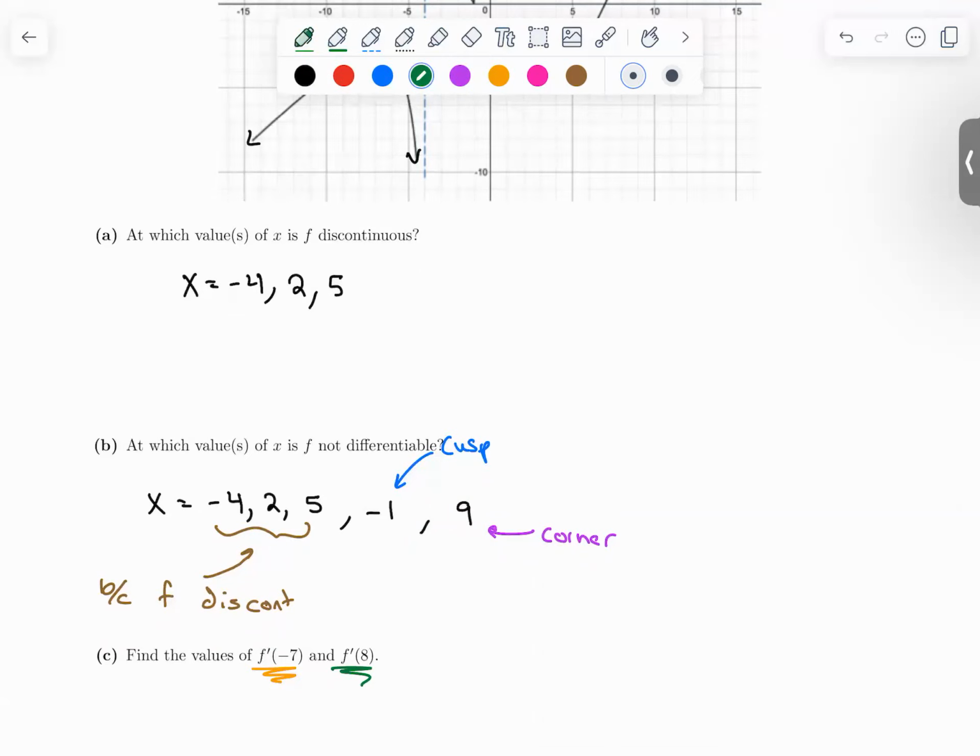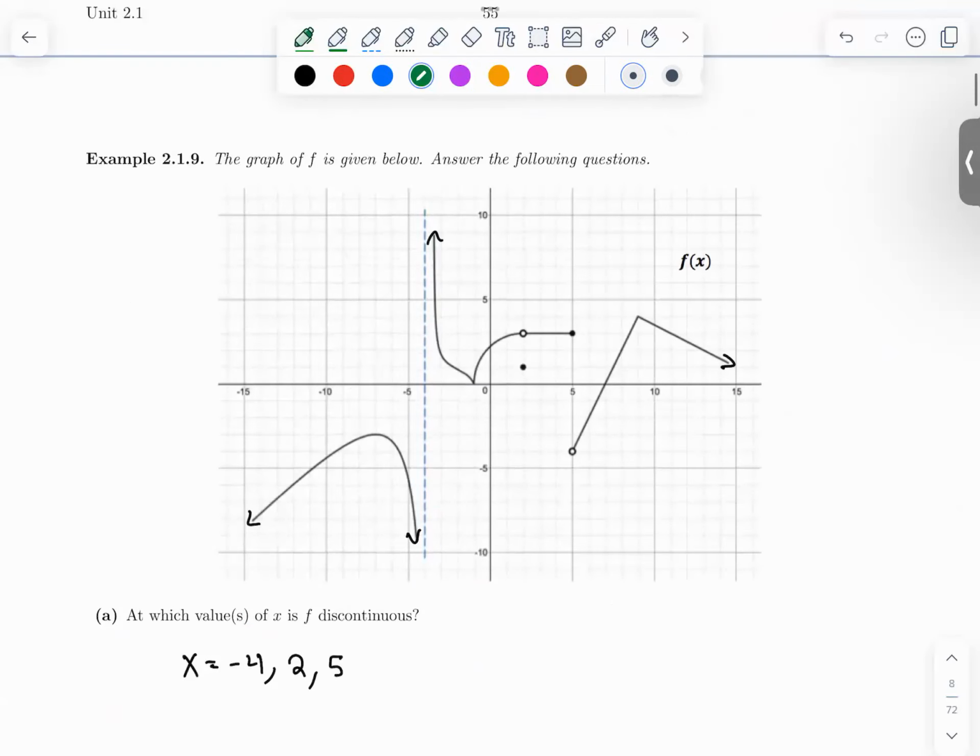So find the values of f prime of -7 and f prime of 8. This is the graph of f. This isn't the graph of f prime. What are we to do? You have a good slope. Exactly. Look for the slope of the tangent lines there.